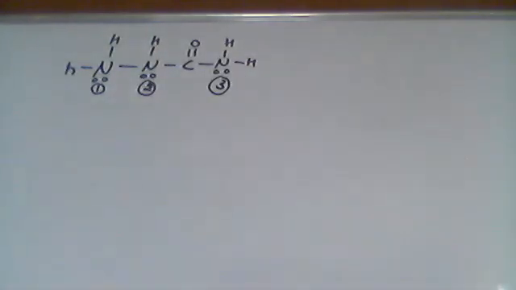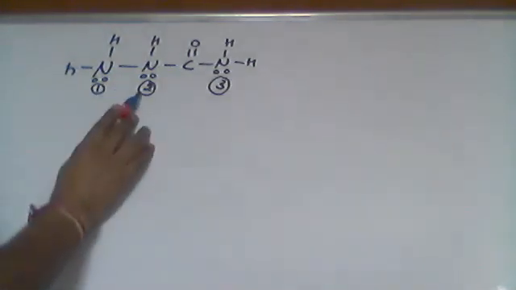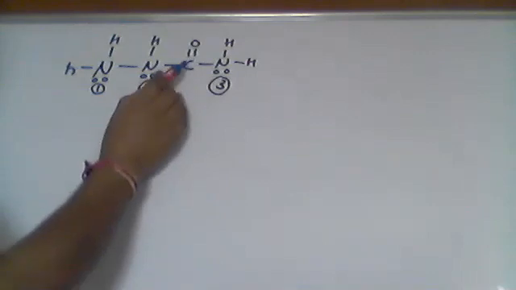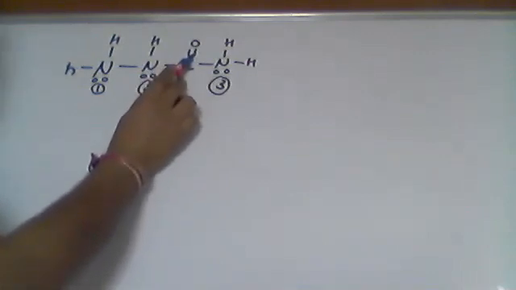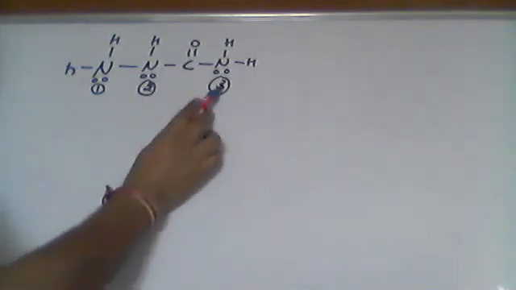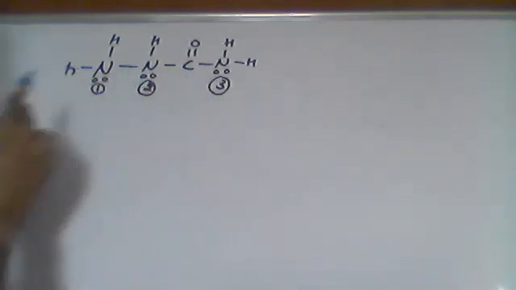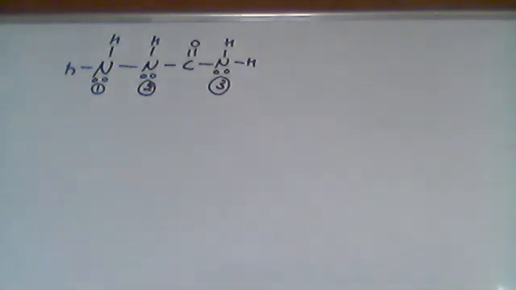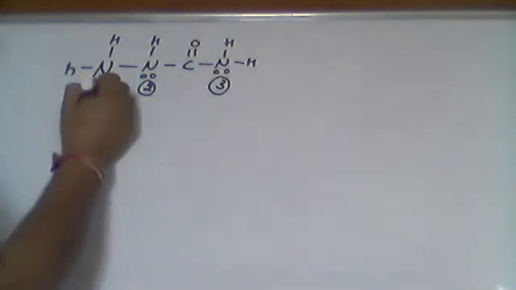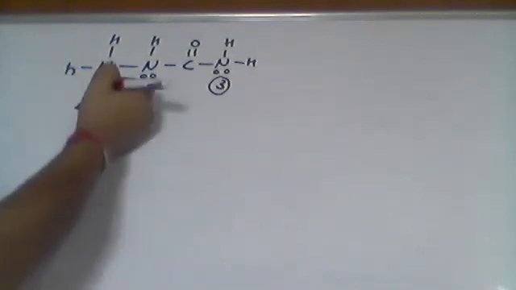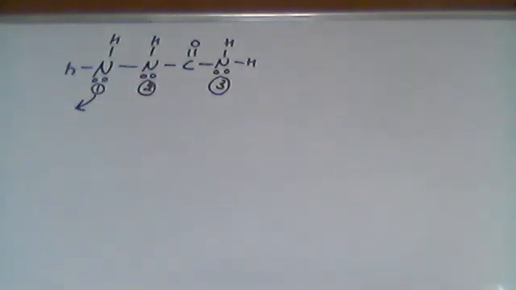Out of these three, which nitrogen is going to give its pair of electrons and act as the nucleophile? Yesterday I told you nitrogen 2 and nitrogen 3 are in conjugation with the C double bond O. So these pairs of electrons are not available for donation. Hence this nitrogen is in a condition to give its pair of electrons and make the product.